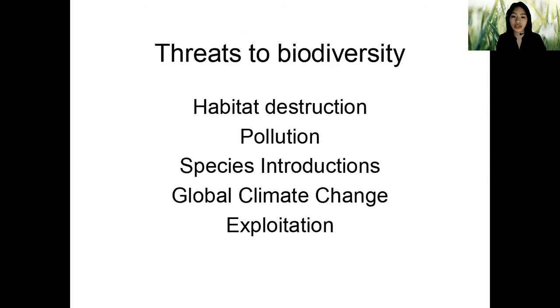Then next, there are threats to biodiversity. Habitat destruction. When humans destroy yung habitat ng mga living organisms. Or not just humans, natural events. Yeah. Pollution. And most of the time, pollution is caused by human beings. Species introduction, global climate change, and exploitation.